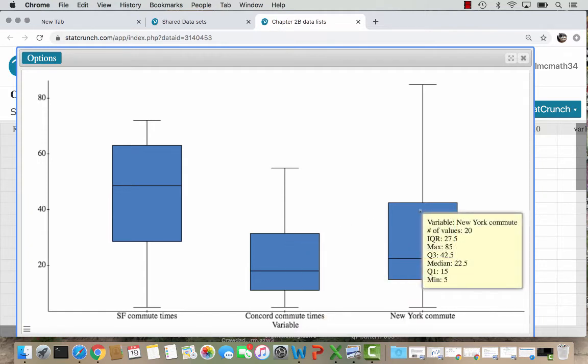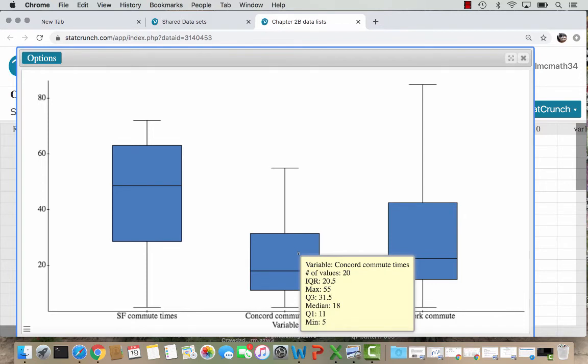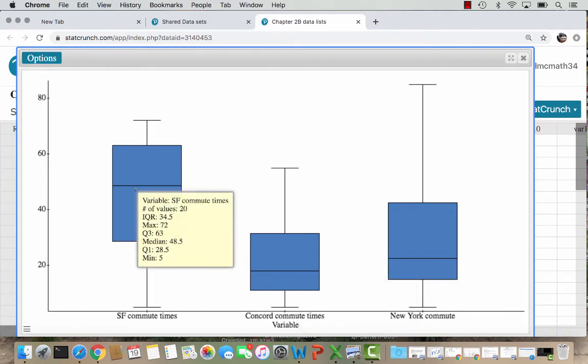If we come over here, we see New York has an interquartile range of 27.5, so its center box range is somewhere between Concord and San Francisco commute times. It has a max of 85, and we can check if we subtract quartile 3 at 42.5 minutes minus quartile 1 at 15 minutes, that interquartile range gives us a 27.5. Just looking at the medians, we see the New York median at 22.5 minutes is higher than the Concord median, which is 18 minutes, but less than the San Francisco median commute time, which is 48.5 minutes.